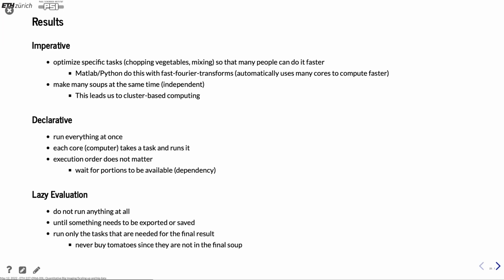What we also can think about is doing lazy evaluation. That means don't do anything until you need to do it. Let's say we need to have the vegetables before we can start the boiling. But then we don't do that part. We don't wait, we're just standing in an idle loop. And then when it comes, then it starts doing stuff. For example, never buy tomatoes since they are not needed in final soup. So if you would have a process for buying tomatoes, it would never be called.